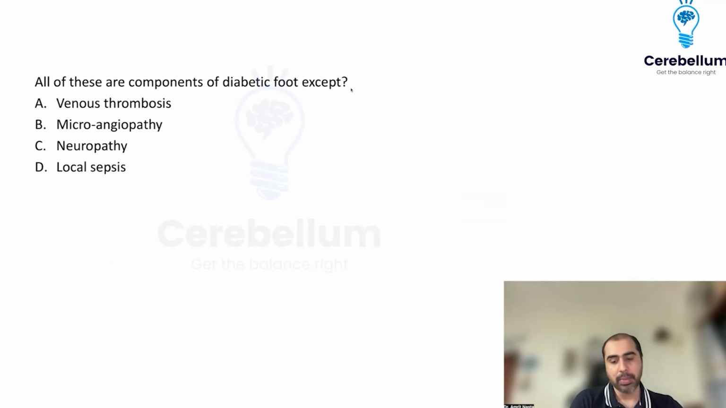All are components of diabetic foot except one. Angiopathy, neuropathy, sepsis are there. There is no venous thrombosis. It's arterial thrombi.